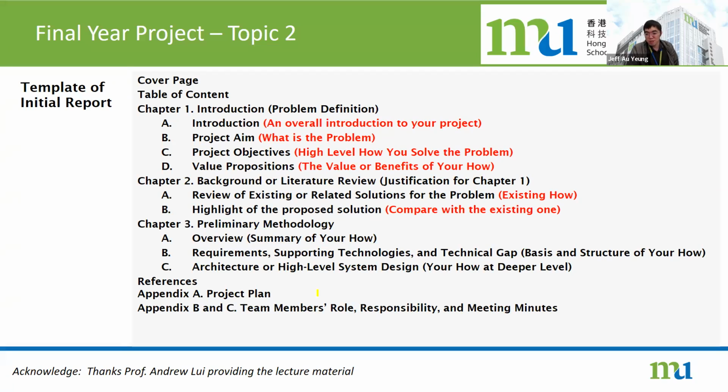So you have to justify chapter 1. You have to review existing solutions for the problem. So what actually exists right now. It takes some time to get the information, most likely from the internet. You cannot just write down the name of the solution and capture one or two photos. You have to give a description of what this solution is, what is good and what is bad about it.